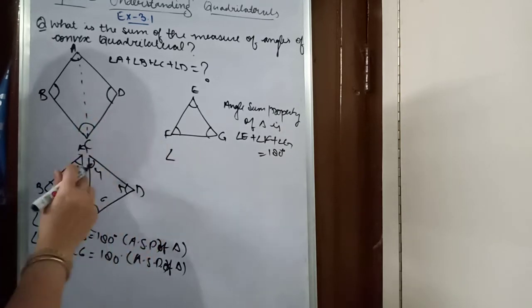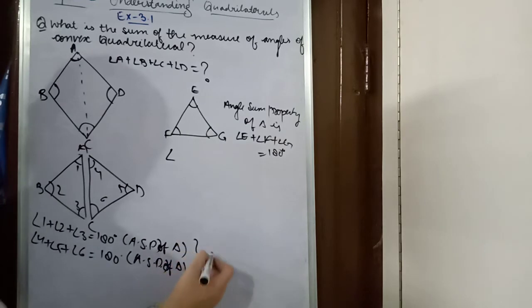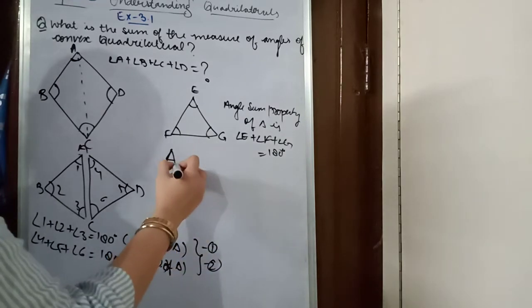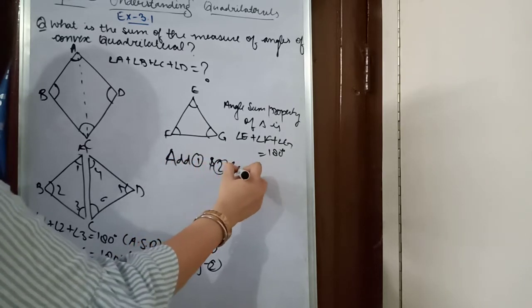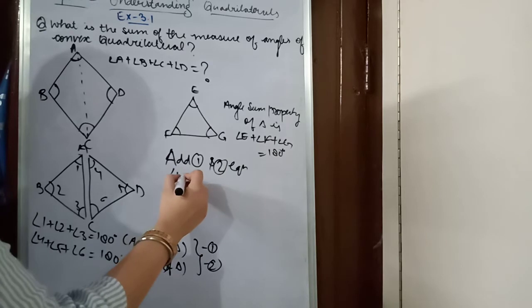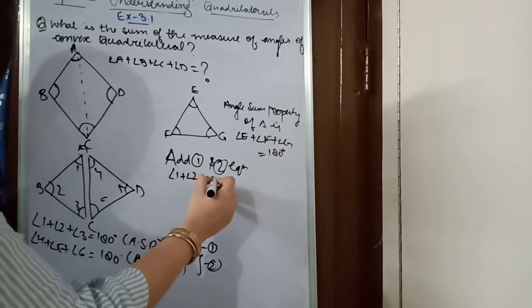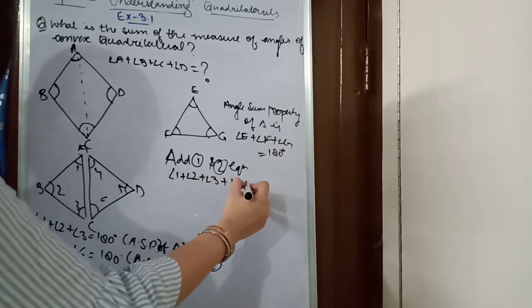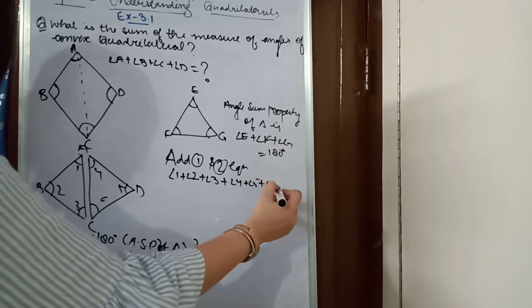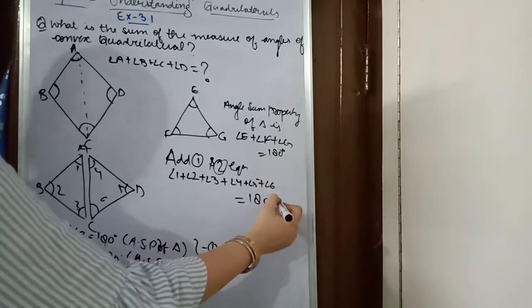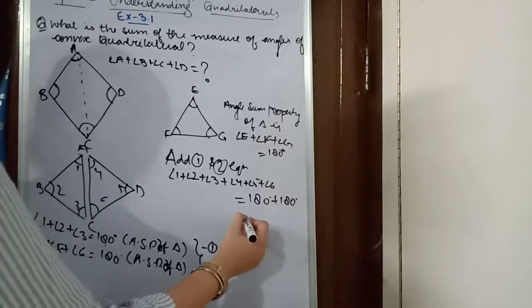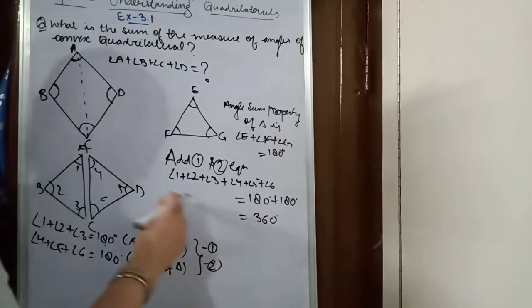So if we add these both equations, this is the first equation, this is the second equation. Add the first and second equation, you will get angle 1 plus angle 2 plus angle 3 plus angle 4 plus angle 5 plus angle 6 is equal to 180 degree plus 180 degree. 180 plus 180 is 360, and you will get that here.